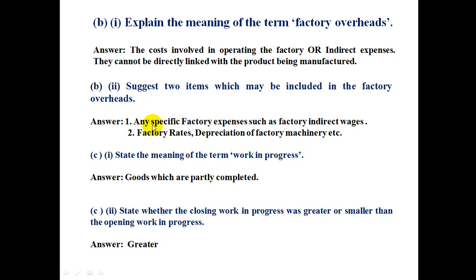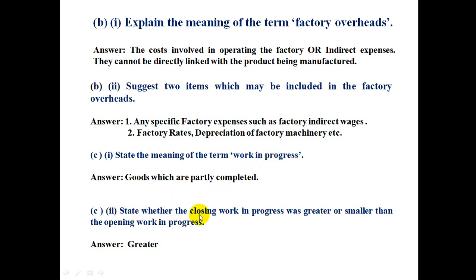The answer is any specific factory expenses such as factory indirect wages or the factory rates or depreciation of factory machinery, etc. State the meaning of the term work in progress. Goods which are partially completed, partly completed, incomplete are termed as work in progress.